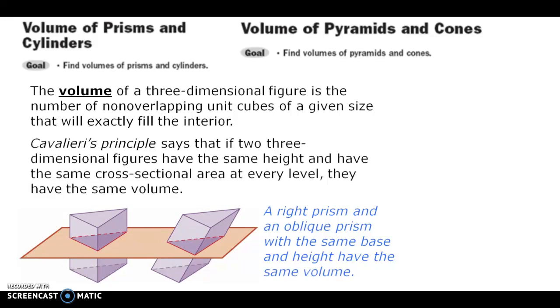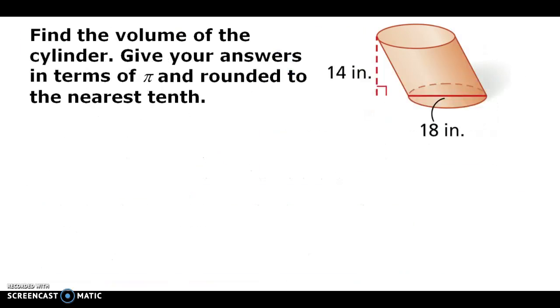Okay, so the volume is how many non-overlapping cube units. So how many cubes fit into each polyhedron or 3D shape that we have. Now, Cavalieri's principle is something new to us. I don't think it's in your notes. But it says that if two 3D shapes have the same height and have the same cross-sectional area at every level, they have the same volume.